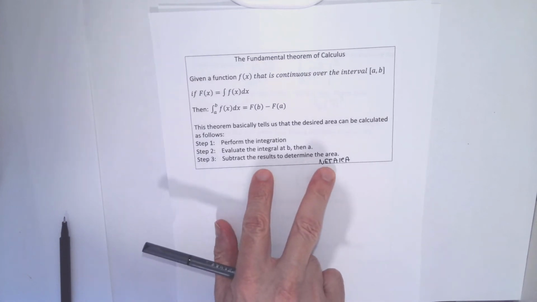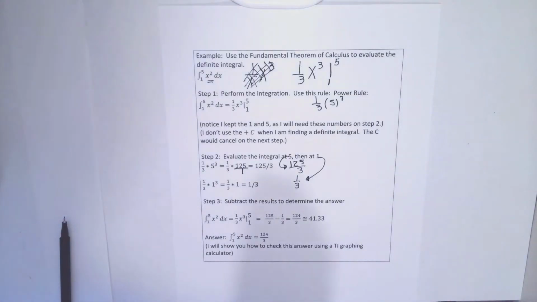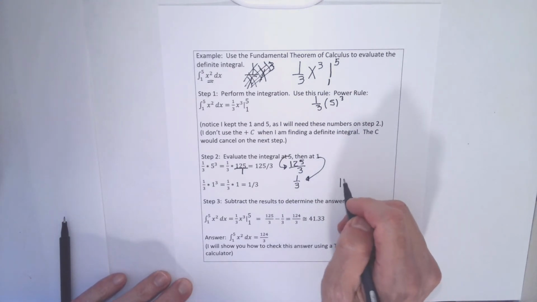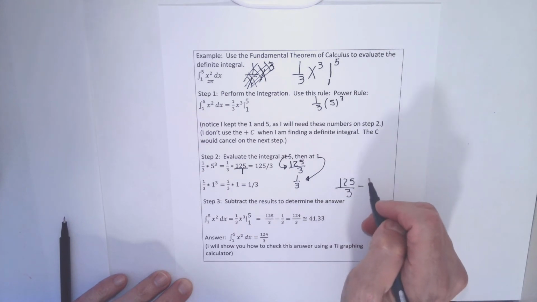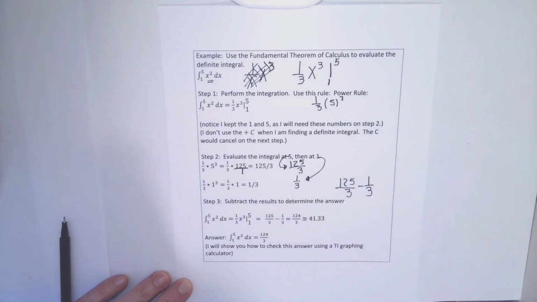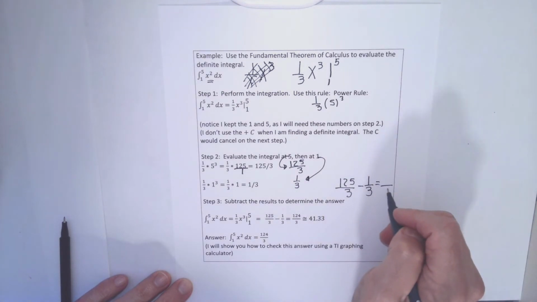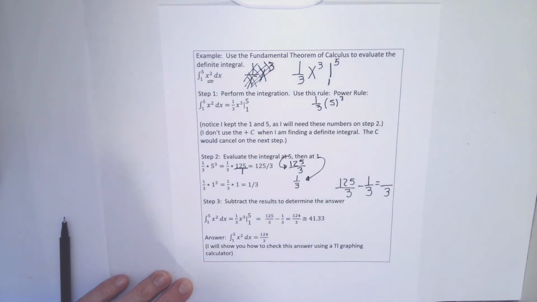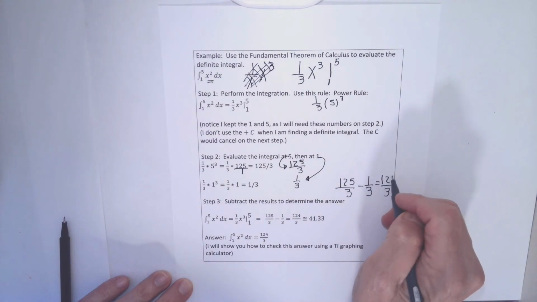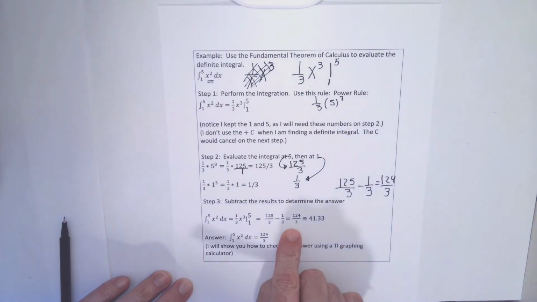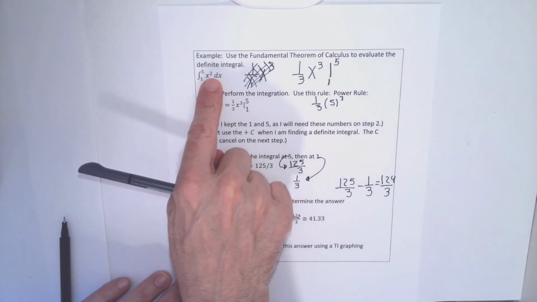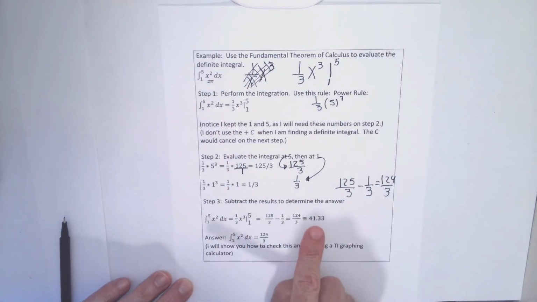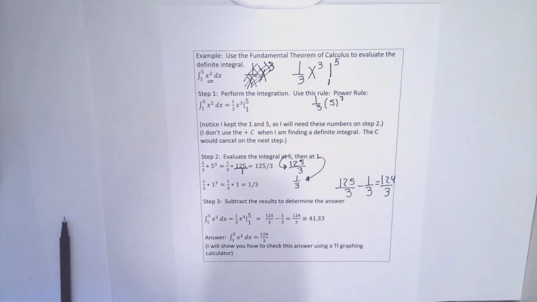To get the area, I'm just going to subtract the results. So let me do the subtraction here. I'm going to subtract the number I got from when I plugged 5 in, which is 125 over 3, minus the number I got when I plugged 1 in, which is 1 over 3. Those fractions have the same denominator, so I'm going to leave the over 3 when I do the subtracting. And then 125 minus 1 is 124. And 124 over 3 is the exact area. If I wanted to write an answer on a test, this is the answer I would expect for this definite integral. If I want to check, I'm going to make this into a decimal, and I'll show you how to check these on your calculator.